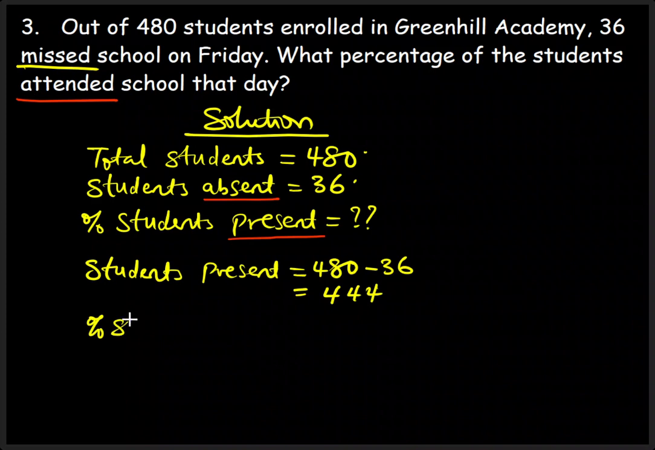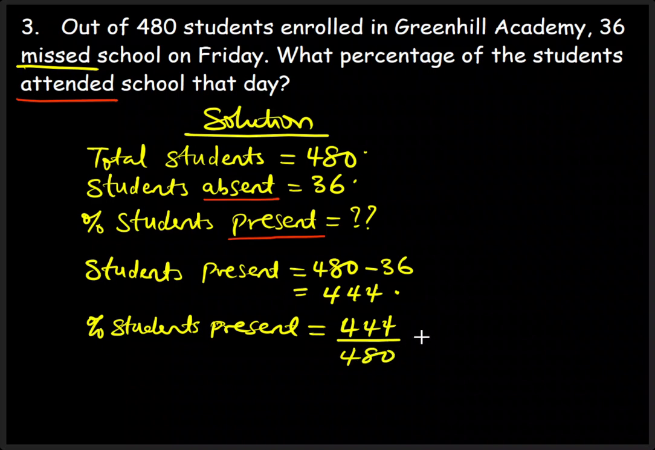So percentage of students present will be equal to what? Now we can now use the number of students present to find the percentage of students present. So that will give us the number of students present, which is 444, all over the total student, which is 480, then times 100%.